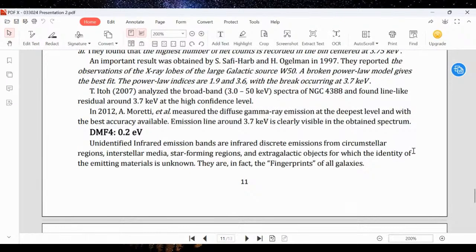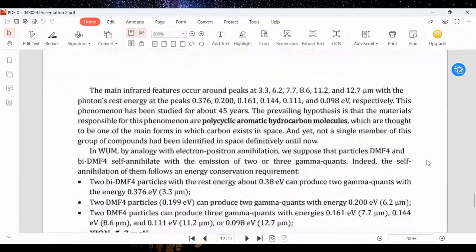DMF4, 0.2 electron volts. Unidentified infrared emission bands are infrared discrete emissions from circumstellar regions, interstellar media, star-forming regions, and extragalactic objects for which the identity of the emitting materials is unknown. They are, in fact, the fingerprints of all galaxies.